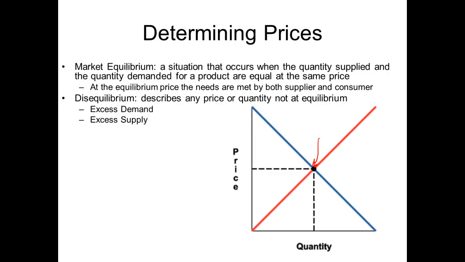This point is called equilibrium. So market equilibrium is a situation that occurs when quantity supplied and quantity demanded for a product are equal at the same price. Essentially what this means is both the suppliers and the demanders are happy. This is the happy place where both parties are happy.